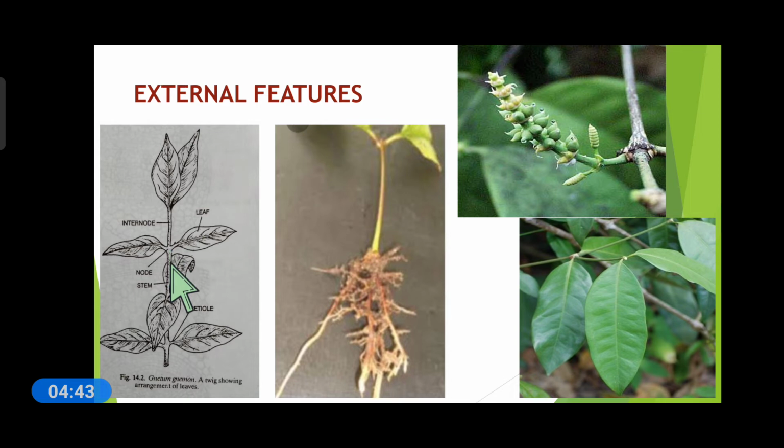In the case of the climbing species, the woody climbers, the lower part of the stem is usually devoid of foliage leaves. So in climbers, the foliage leaves are usually absent at the lower part of the stem.